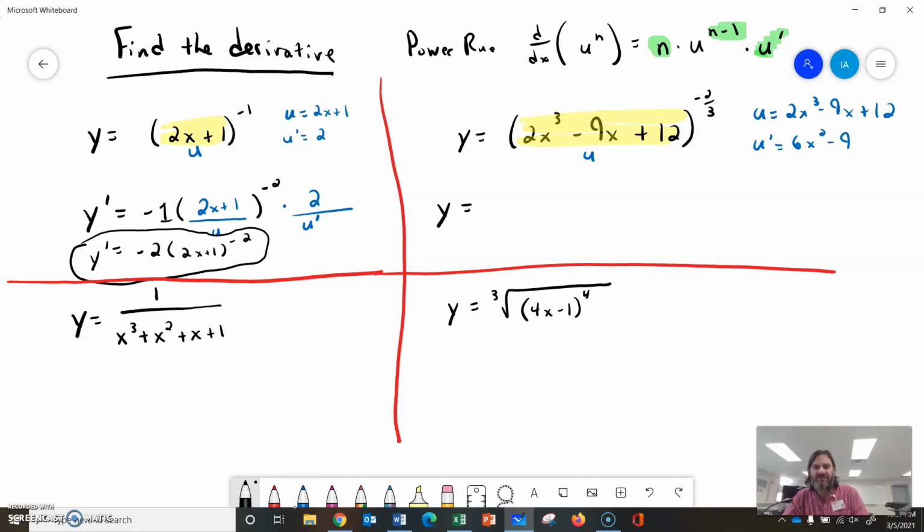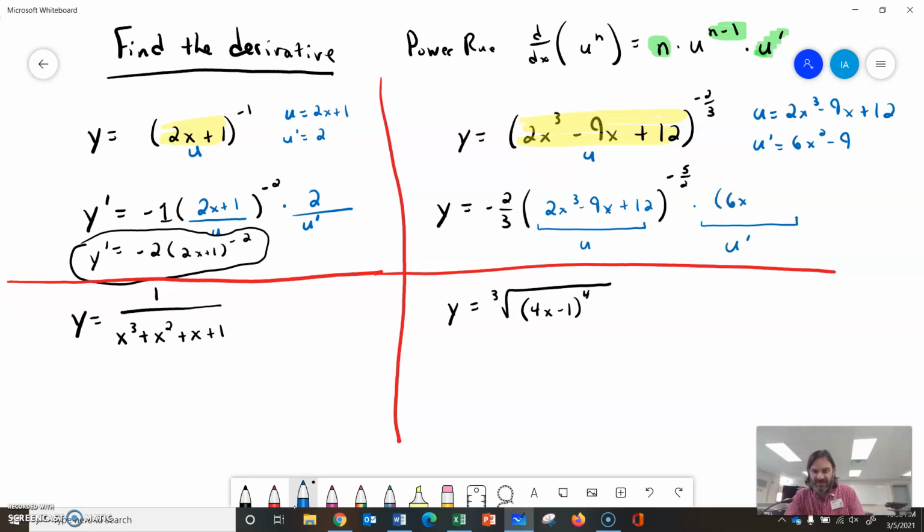I'm applying the power rule, so the negative 2/3 comes out front. I'm going to leave a placeholder here for my u. The negative 2/3 goes down to negative 5/3. So inside the function there'll be a u, and on the outside there'll be a u prime. And we can clean that up as needed. But inside we will have the regular 2x cubed minus 9x plus 12. And on the outside we'll have 6x squared minus 9.